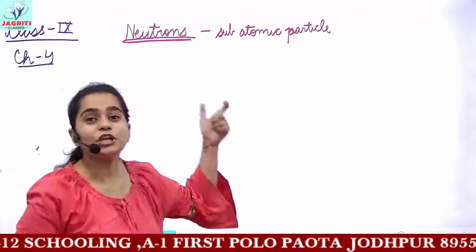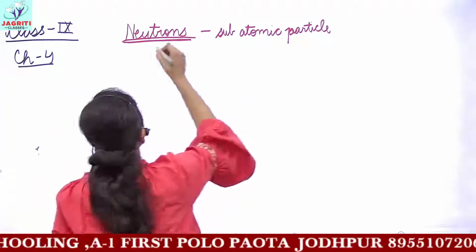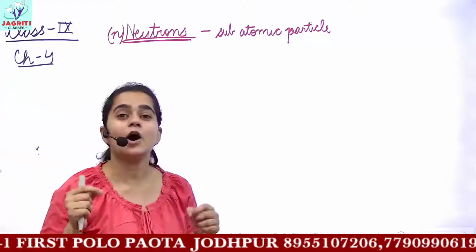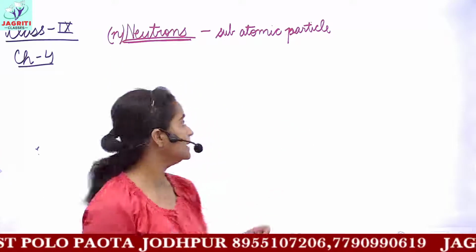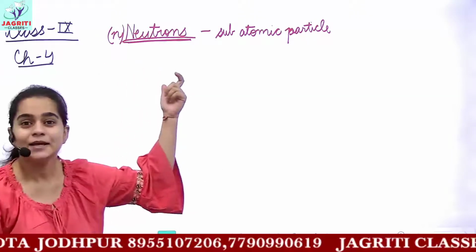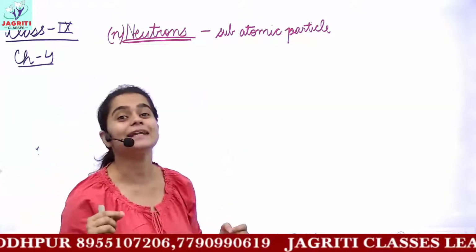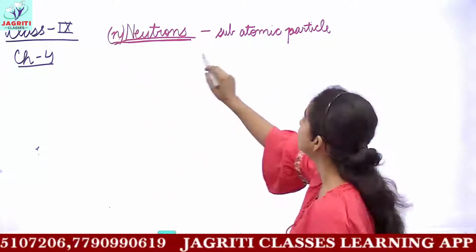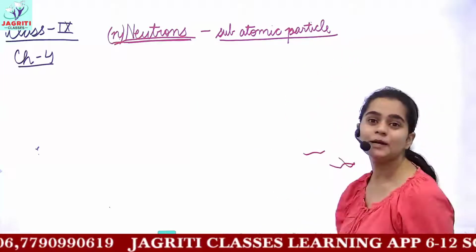Neutrons are denoted by the symbol small n. Wherever you have to show how many neutrons an atom contains, you can simply write the number of neutrons with the symbol small n, because neutrons do not have any type of unit with them. So these are designated with the symbol small n, and these are subatomic particles.